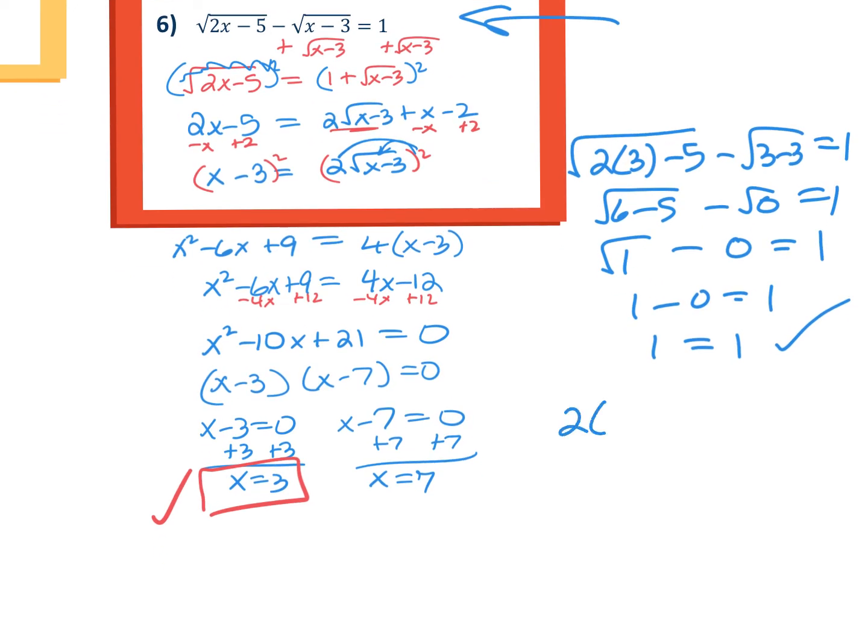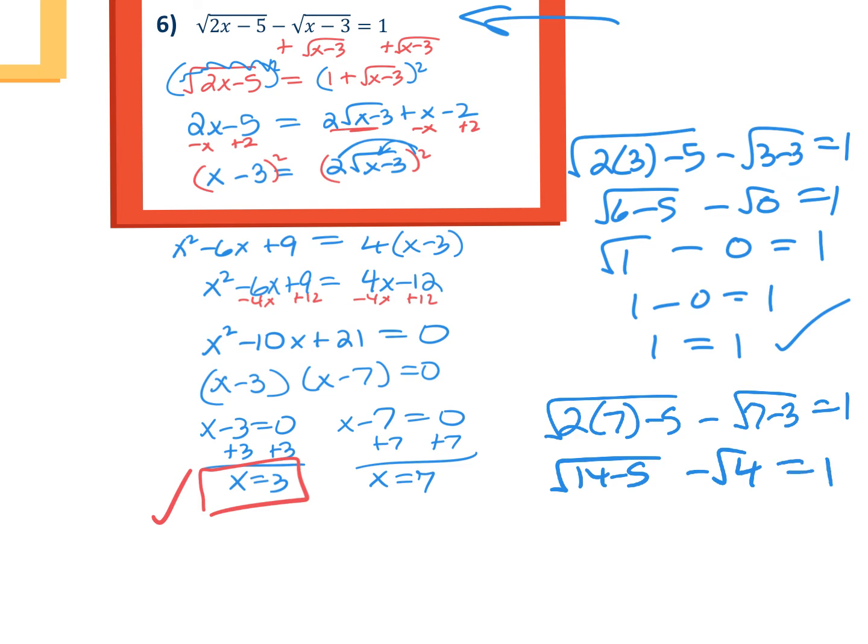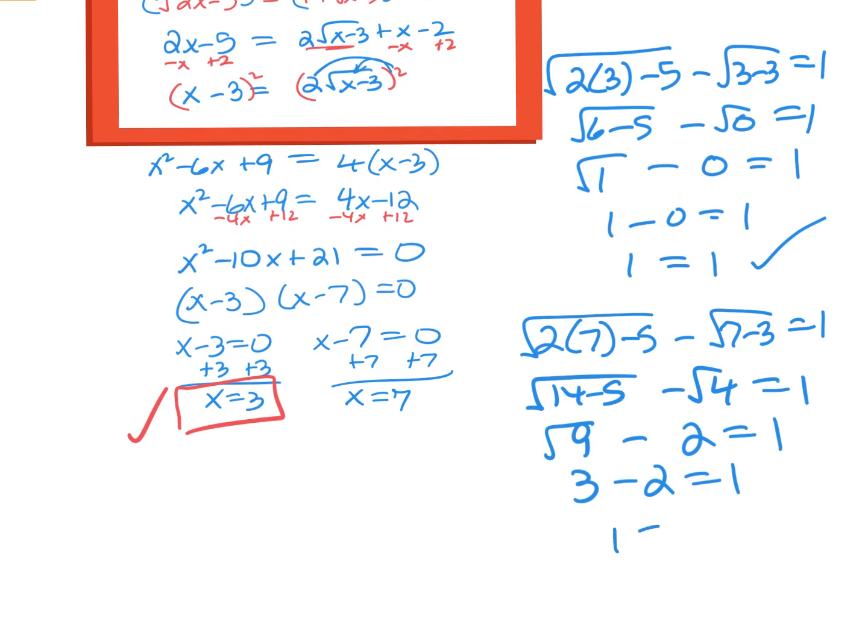So 2 times 7 minus 5, minus the square root of 7 minus 3, equals 1. 14 minus 5 is 9. 7 minus 3 is 4. Square root of 4 is 2. Square root of 9 is 3. 3 minus 2 is 1. 1 equals 1. This one checks as well. So we're good there.